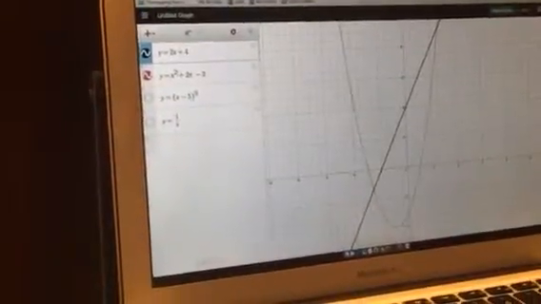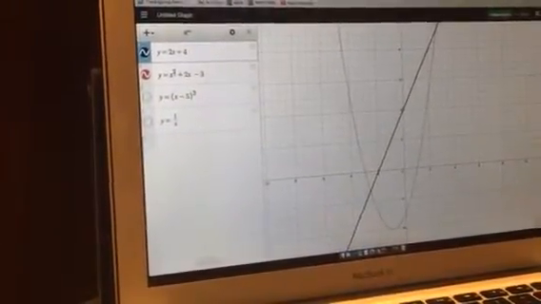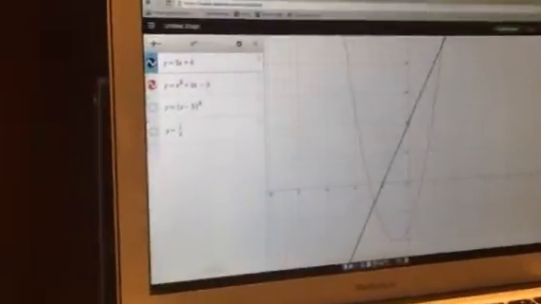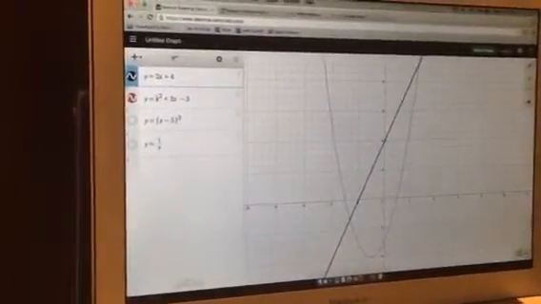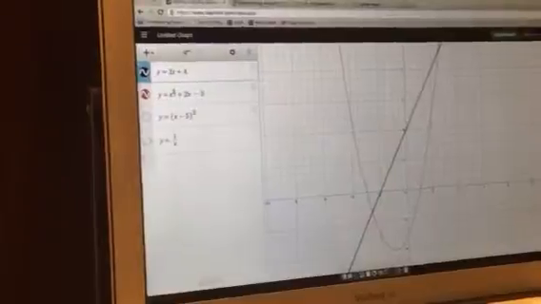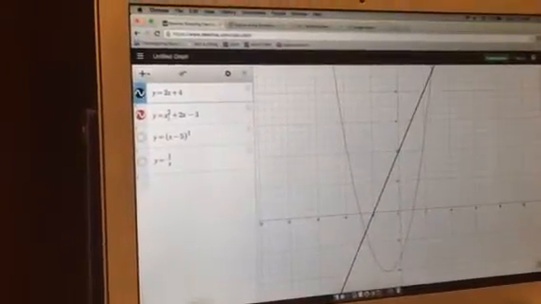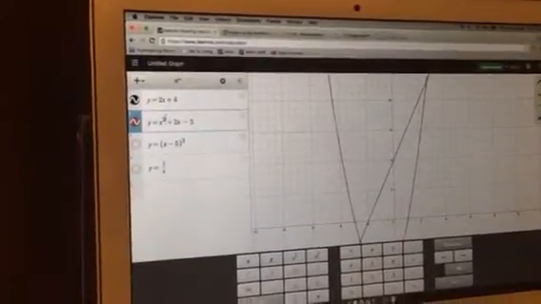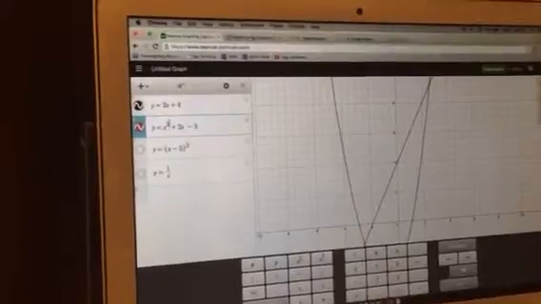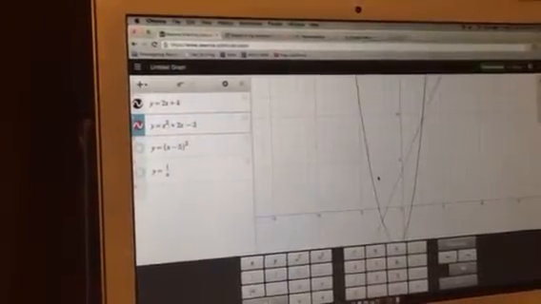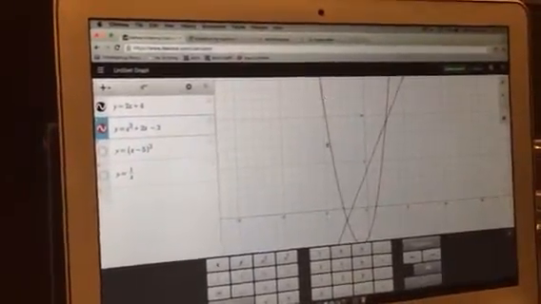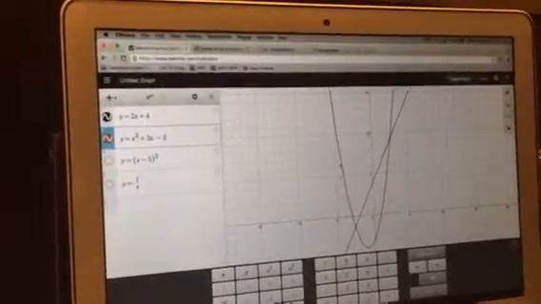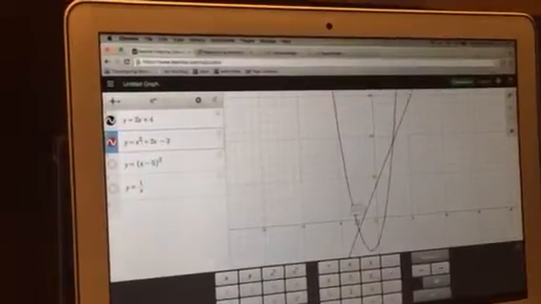Equations that have an x squared term in them. When the highest power of x is 2, you'll get a parabola, which is the name for this shape here. Notice that in this equation there are actually 2 zeros.